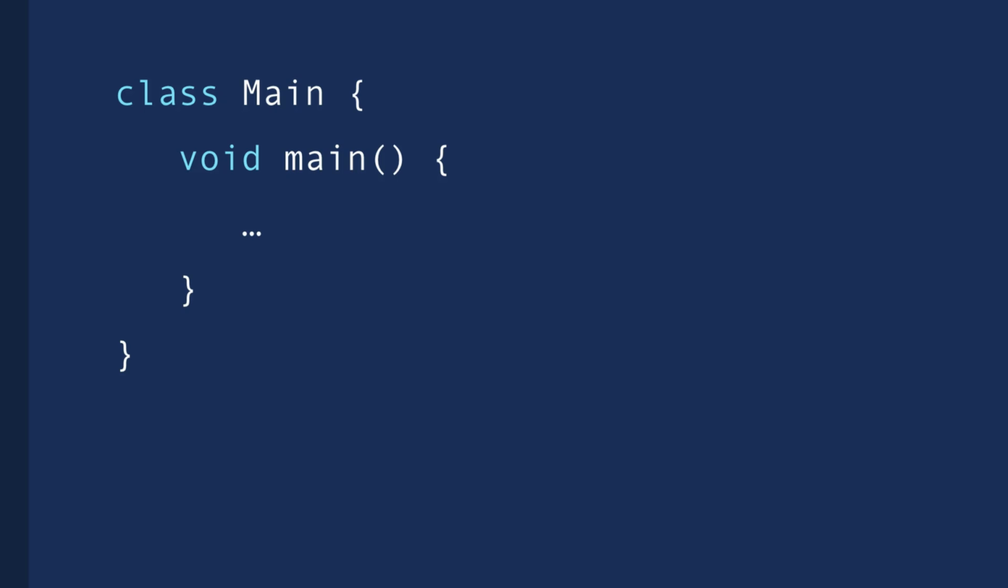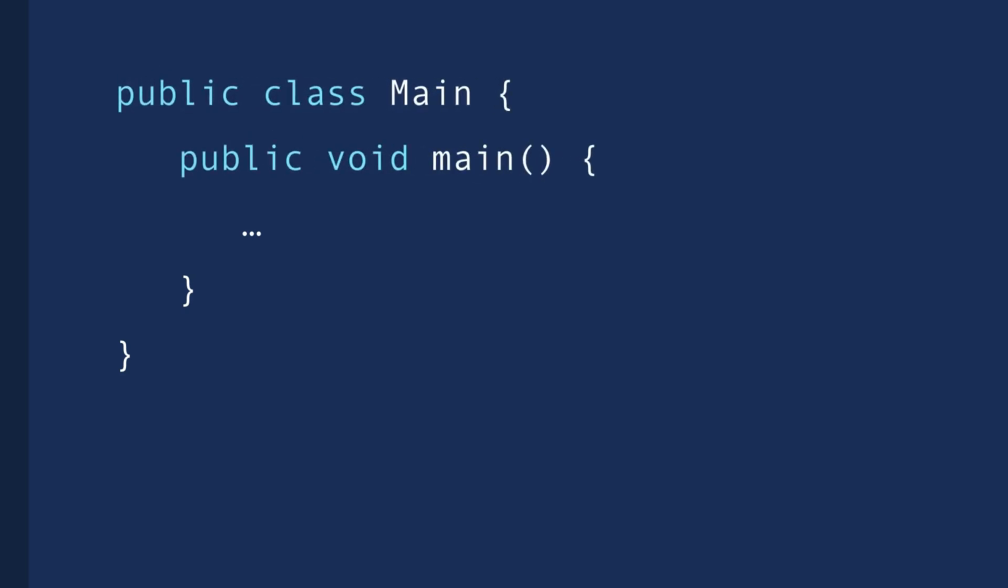Now, most of the time, we use the public access modifier, so we put that in front of our class and method declarations. So this is the basic structure of a Java program. At a minimum, we have a main class, and inside this main class, we have the main method. Now, you might be curious why we have a capital M in the name of this class. Because in Java, we use different conventions for naming our classes and our methods.